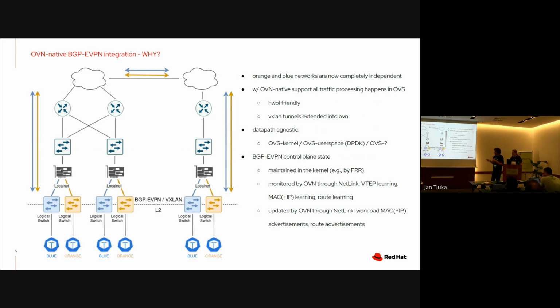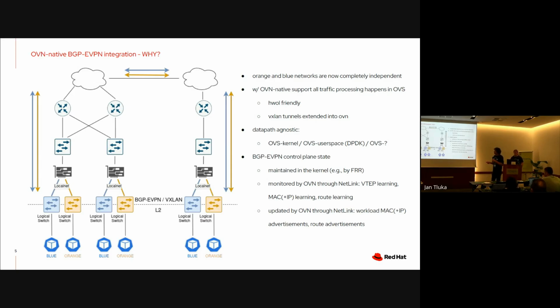It's nice because all the traffic processing stays in OVS. So this is a physical host running OVN and OVS underneath. All the processing, including the VXLAN encapsulation, happens in BRINT. And that's nice because we can offload it to hardware potentially. It's also nice because it's data path agnostic, so it just works with both OVS kernel and OVS user space, with or without the DPDK, with OVS Docker or whatever, hopefully.